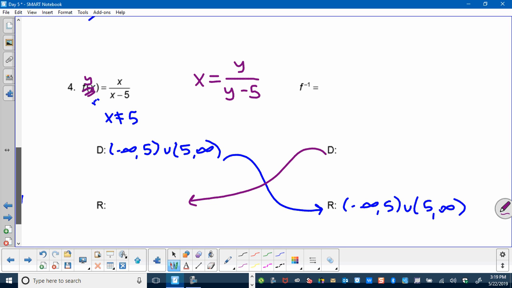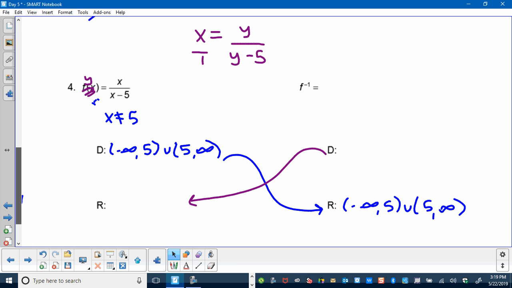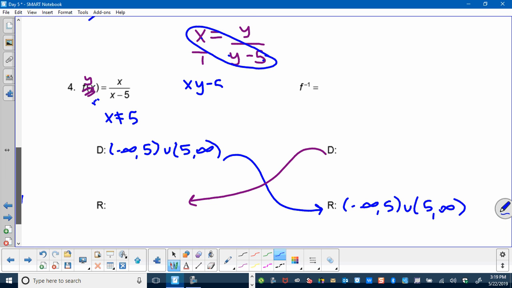Okay, we're going to solve this for y. This is where things are going to get so exciting. All of your algebra rules come back to haunt you. So, x is over 1, and let's cross multiply. Let me move this up so I have some more space. Okay, cross multiply. When you cross multiply, you have to distribute. So it's going to be xy minus 5x is equal to y.